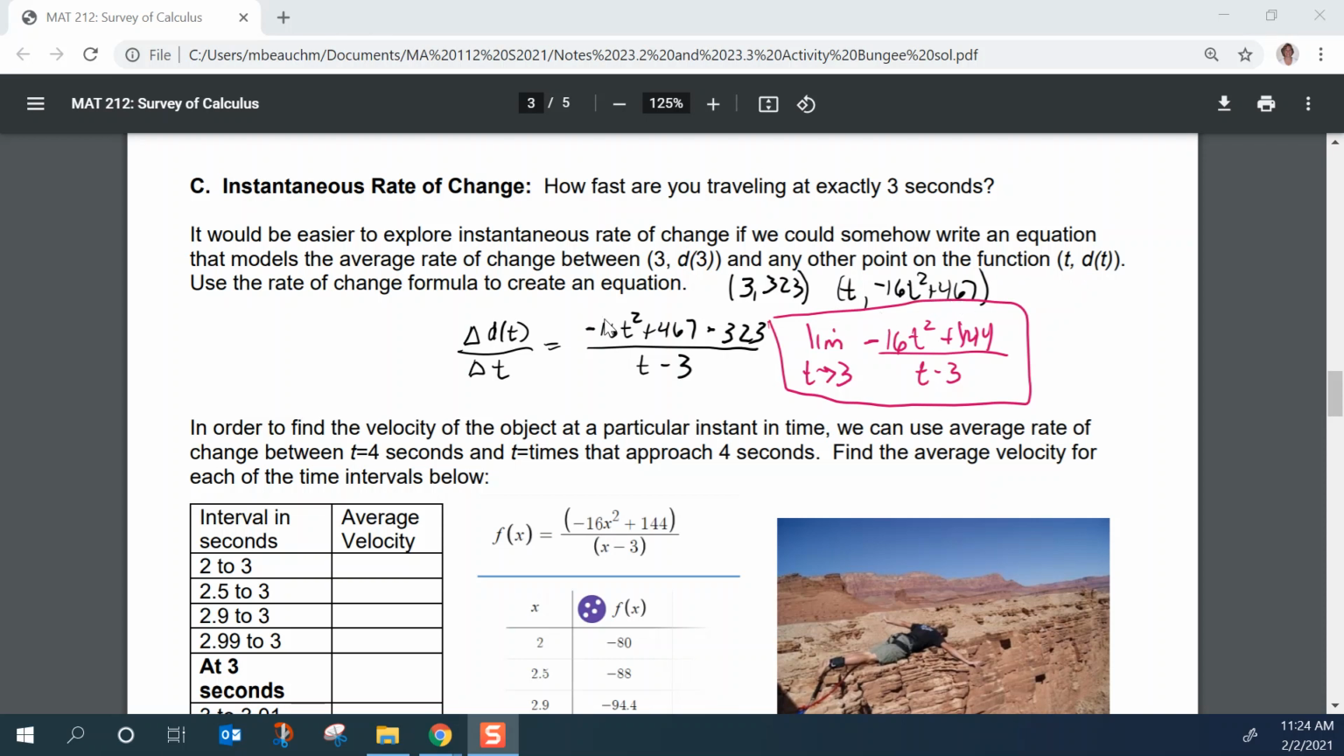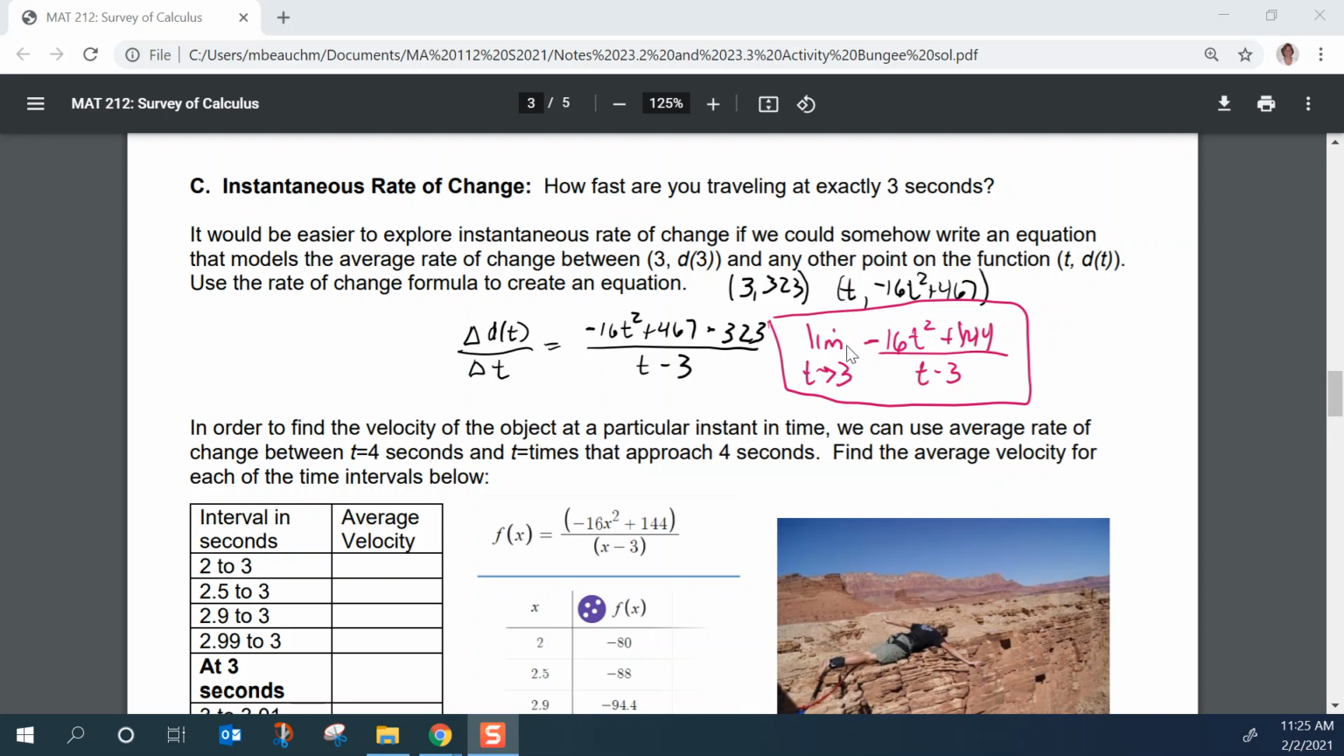So if we find the average rate of change between the two, the change in distance over the change in time, we subtract our y-coordinates over subtracting x-coordinates, and we end up with a function: negative 16t squared plus 144 over t minus 3. So this tells us the slope between the coordinate (3, 323) and any other point on the graph. All we need is the value of t.